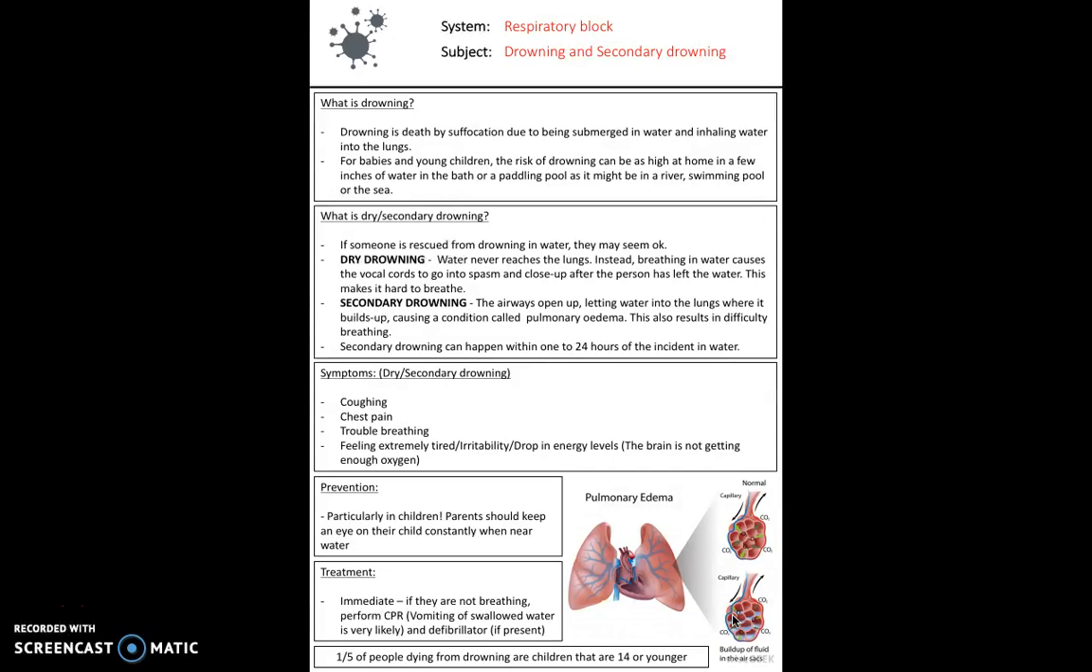So dry drowning is when water never actually reaches the lungs, but instead breathing in water causes the vocal cords to spasm, and therefore it's actually a delayed effect of drowning. So secondary drowning is where your airway opens up, letting water into the lungs, where it builds up, so pulmonary edema, and then later on it occurs within 1 to 24 hours of the incident, the secondary drowning.